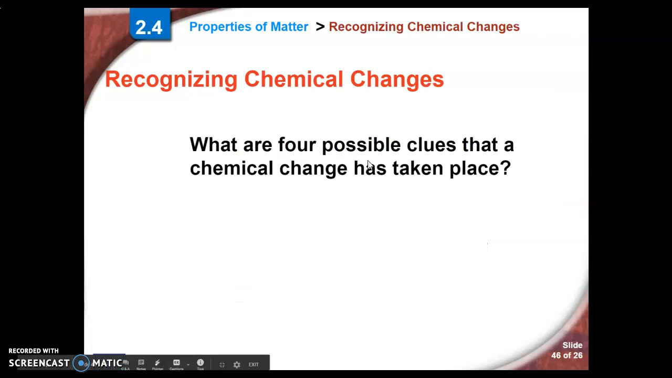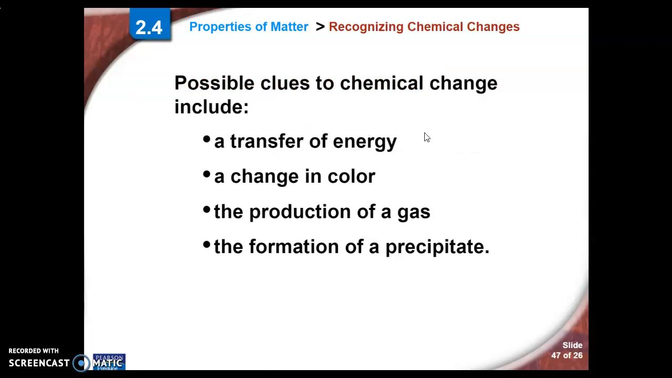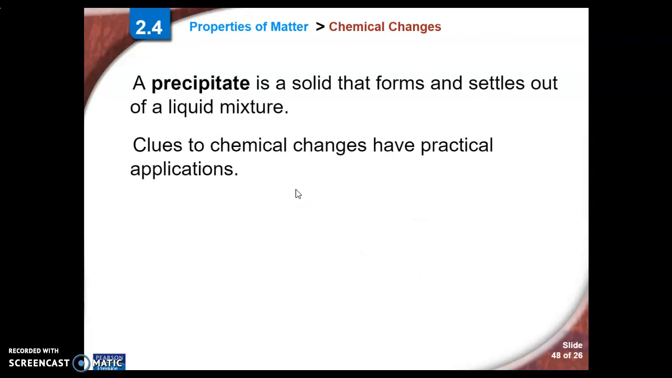So what are the 4 clues about chemical reactions, chemical changes? We are looking for 4 different clues. Change of energy, like heating, cooling, temperature change. Change in color. Production of a gas, if you see bubbles in the reaction. Or formation of a precipitate. Precipitate means, for example, you are mixing two liquid substances and you start seeing solid particles in it. So precipitate is a solid that settles out of liquid mixtures.